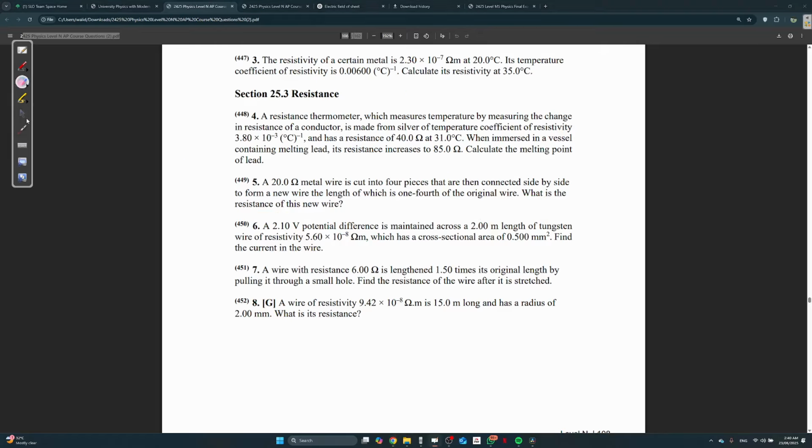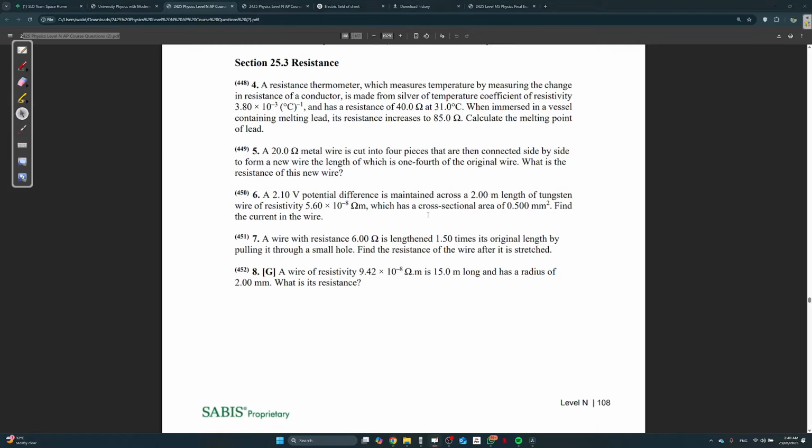Question 6. A 2.10 volt potential difference is maintained across a 2 meter length of wire, and this is the resistivity, which has a cross-sectional area of this. Find the current in the wire. So they give us the resistivity rho, the length, the area, and the voltage. Now they want the current.